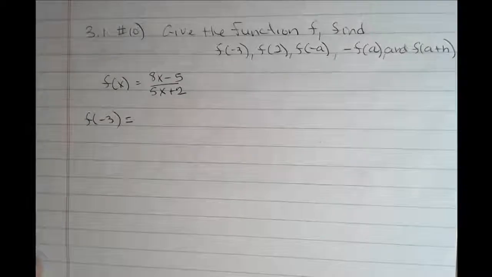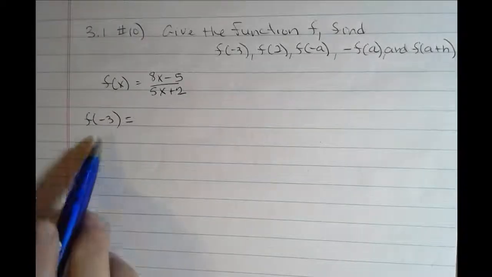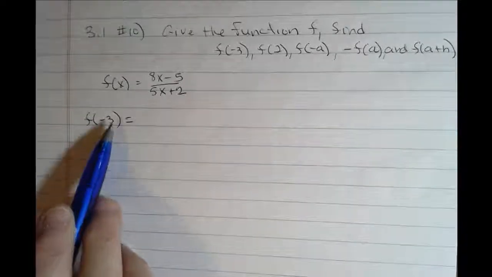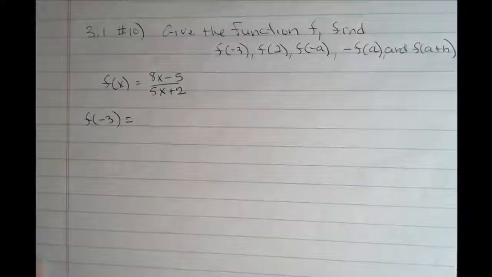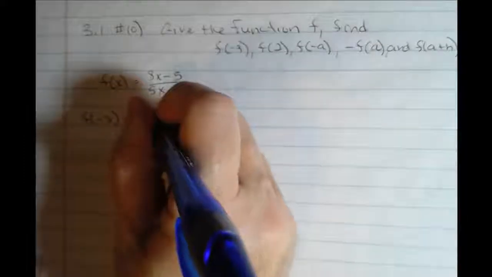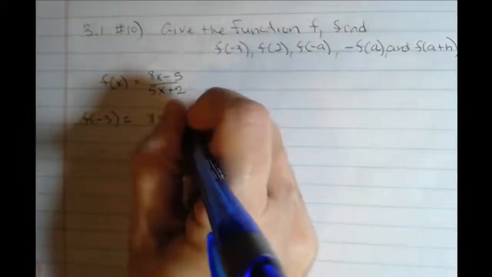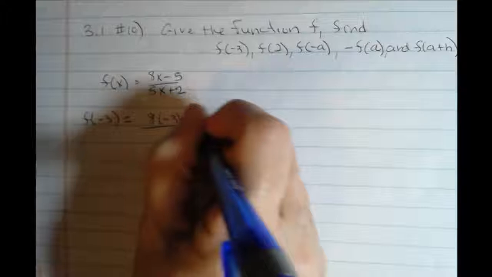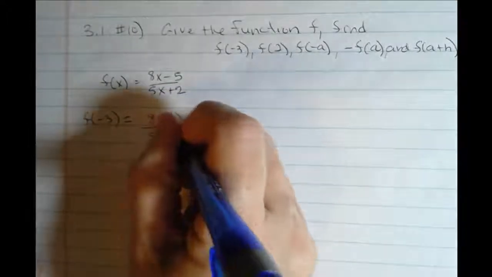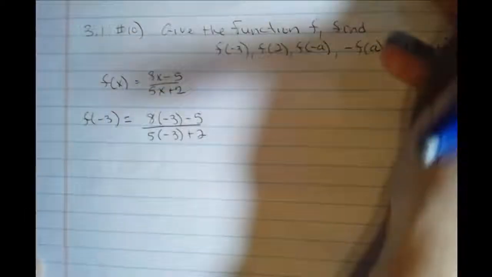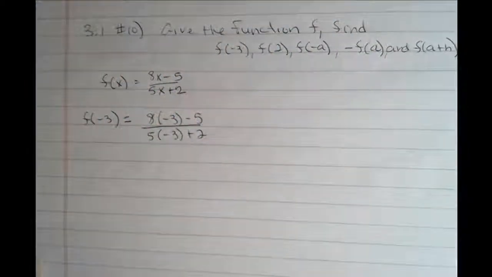Okay, so our f of negative 3. Now what this tells us, this is my domain, or x for this function. So anywhere I have an x, I'm going to plug this in. So it's (8 times negative 3 minus 5) over (5 times negative 3 plus 2). Simplify.